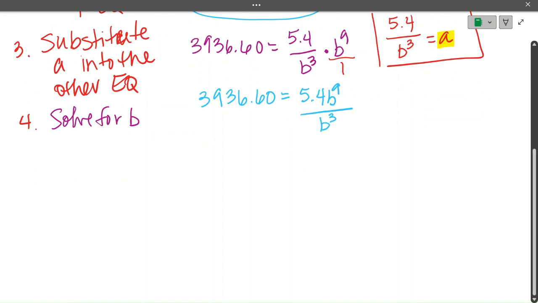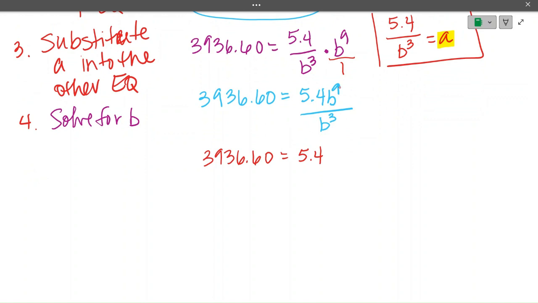So now we need to apply our exponent rule. So when we do that, the left side stays the same, and we end up with 5.4 b to the ninth divided by b to the third. Our rule says that we subtract our exponent, so we get b to the power of 6. Okay, we're continuing to solve for b, and we started doing that by simplifying, and now we're actually going to get to moving things across the equal sign.